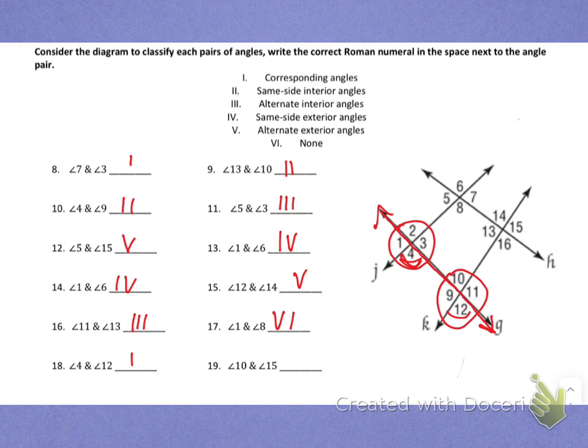And then the last one is 10 and 15. So I have this angle right here and this angle right here. So I can't do the softball rule, because 10 is in the top left and 15 is in the top right, so they wouldn't match over each other. One's on the interior, one's on the exterior, and they're alternating. So it would be none of these, so it would just be none.